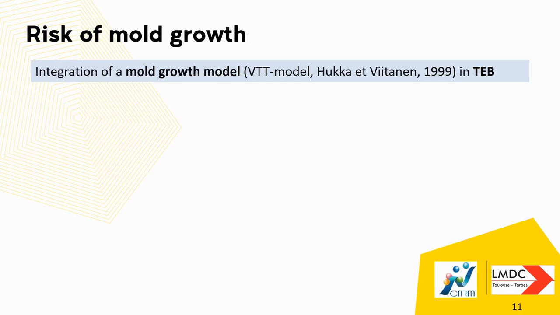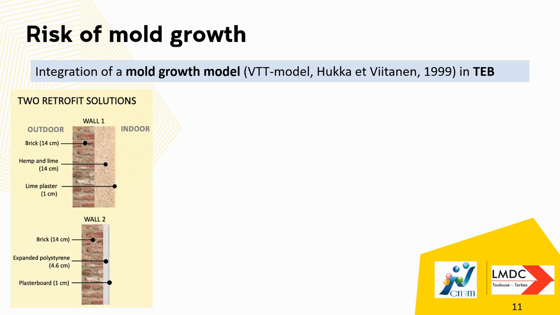We also add to the model a mold growth model. It can be used to evaluate the risk of mold growth. Here I will present just an example of what we can do with this implementation. We will compare 2 retrofit solutions. The first wall is made of brick and internally insulated with hemp and lime, a bio-based and hygroscopic material. And the second one is internally insulated with expanded polystyrene, which is a more modern and impermeable material.